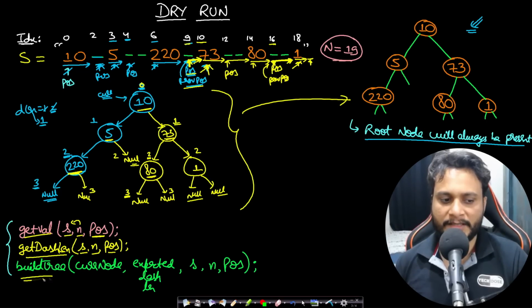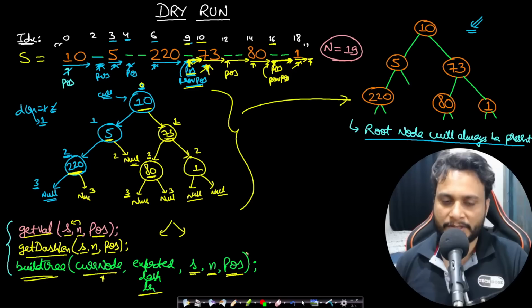The build tree is the actual recursion function. Here the current node will be the current parent, below which on the left and the right side we will be appending the left and right children. The expected dash length will say if we are making the node correctly in the correct level. This S, N and pos are the same as the traversal string, the length of the traversal string, and the current position inside the traversal string. Okay. So I think this is clear.